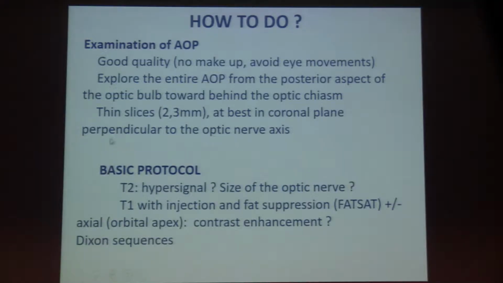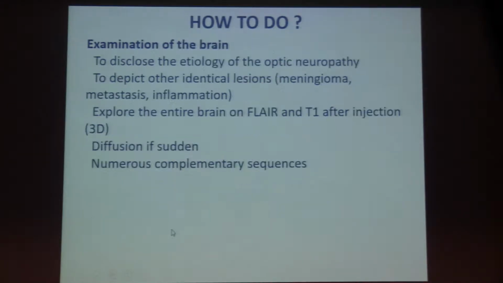And of course, this basic protocol is based on T2 and T1. The T2 is very important because you are going to depict hypersignal, and you are going to see the size of the optic nerve, which can be enlarged, atrophic, or normal. And the T1 with injection will give you information about blood barrier rupture, inflammation, and of course, as the optic nerve is in the fat, you have to use fat suppression to see this contrast enhancement, either the usual fat suppression or the Dixon sequences.